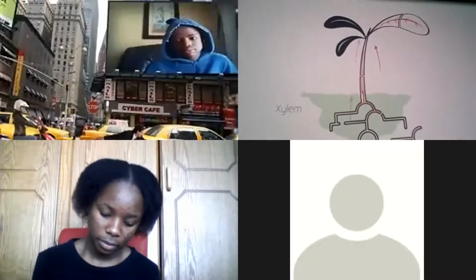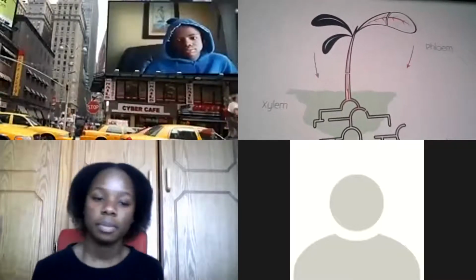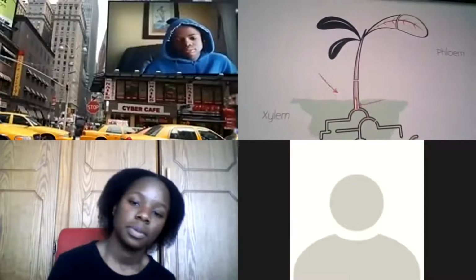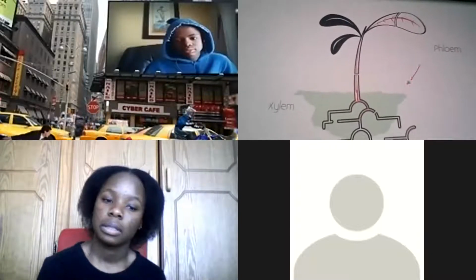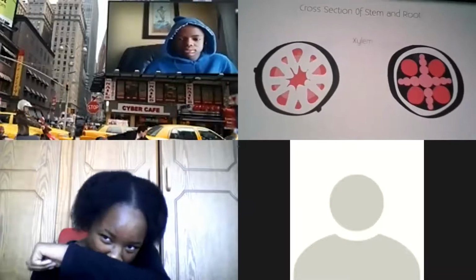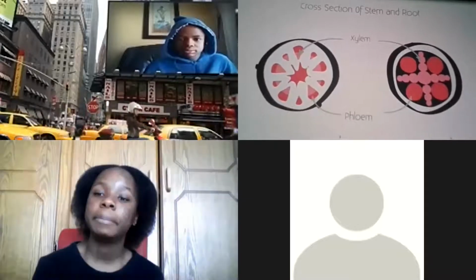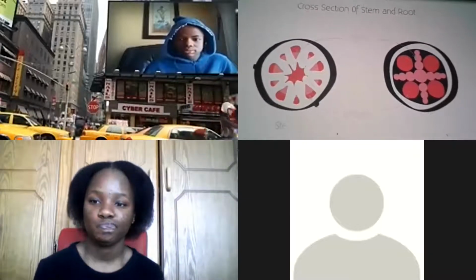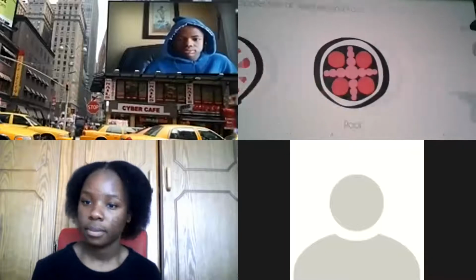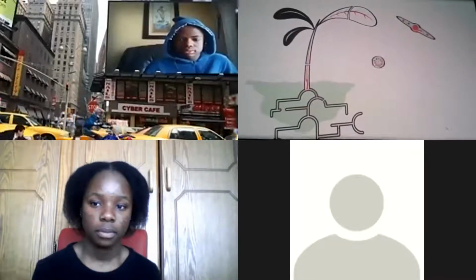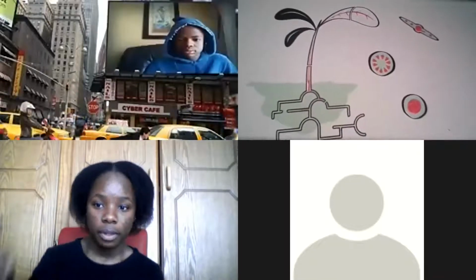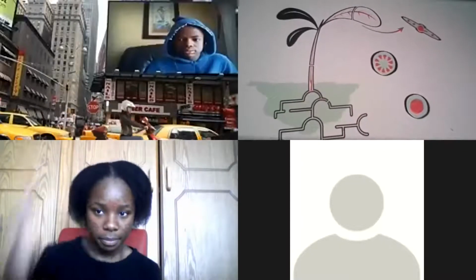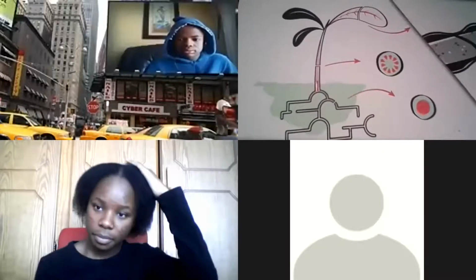They have a xylem, which moves water and solutes from the roots to the leaves, and a phloem, which moves glucose made in the leaves by photosynthesis and amino acids to the rest of the plant. Here are the xylem, and here are the phloem. Notice how the arrangement is different in the stem and the roots. The xylem and the phloem are found in groups called vascular bundles, and the position of these bundles changes for different parts of the plant.